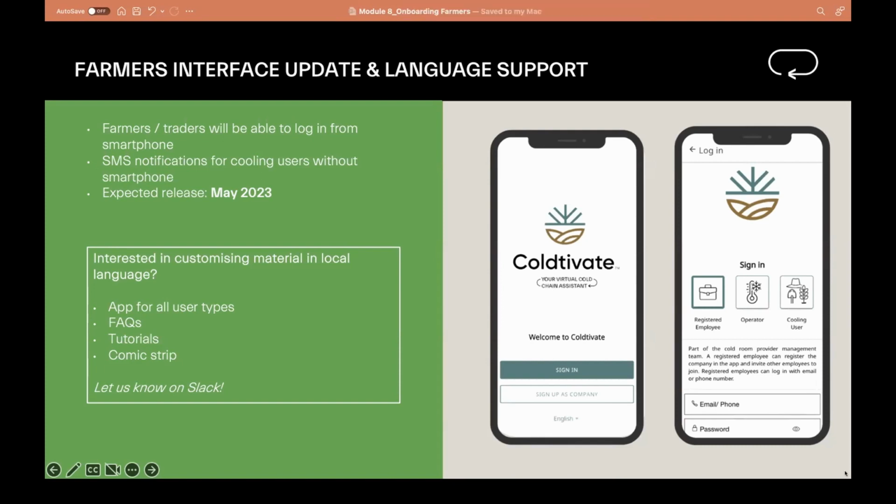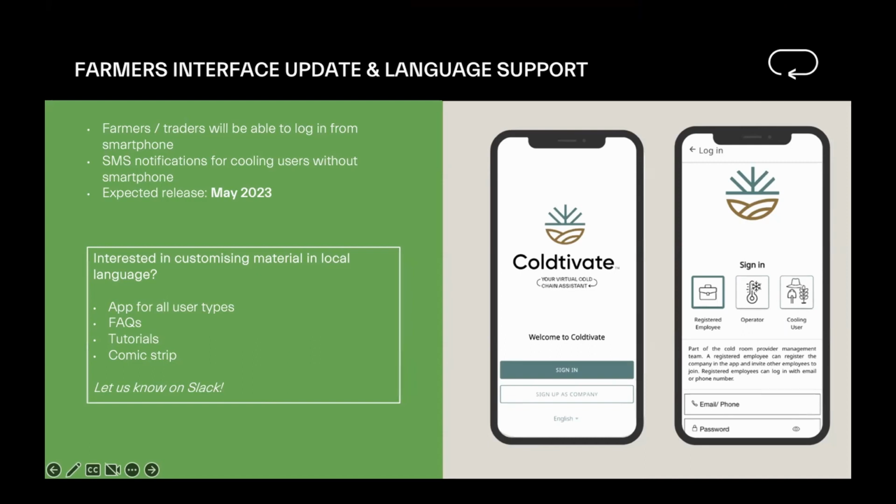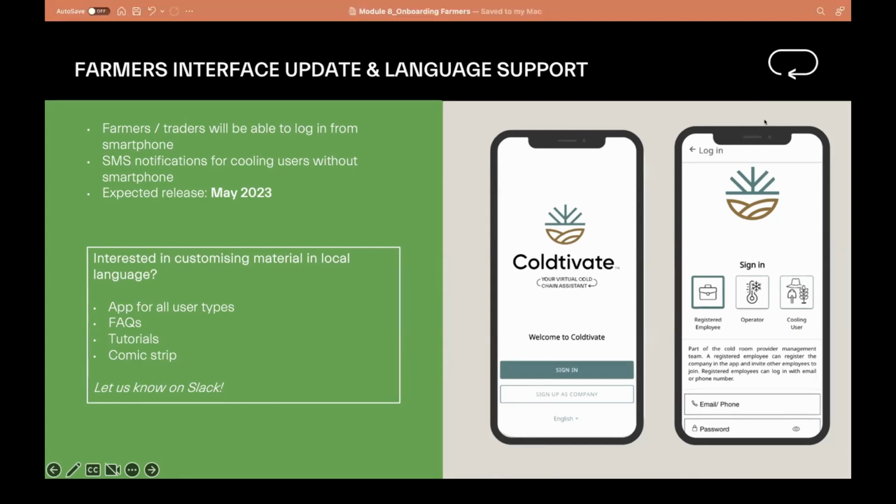At the same time, for the farmers who have no smartphone, all the notifications that are received in the bell at the top right of the Coldtivate app will be received by the farmers via SMS. The idea here is really to try to be inclusive of as many farmers as possible.